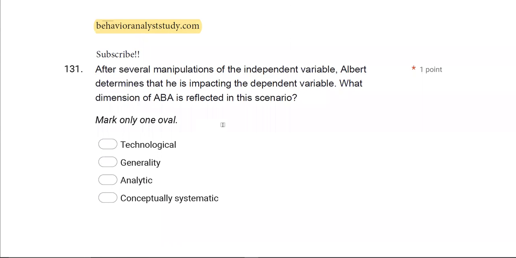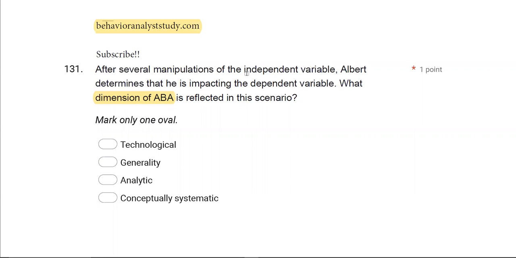After several manipulations of the independent variable, Albert determines that he is impacting the dependent variable. What dimension of ABA is reflected in this scenario? When dealing with dimension questions, you really want to hone in on the specifics of the question because the 7 dimensions are really guiding lights for ABA. And so many of our scenarios might feature more than one dimension. So when you get a question, what are they really asking about?